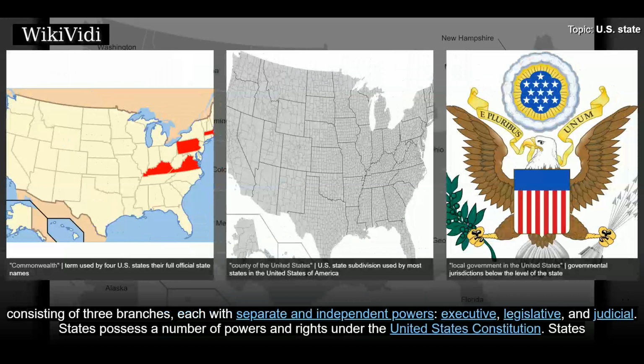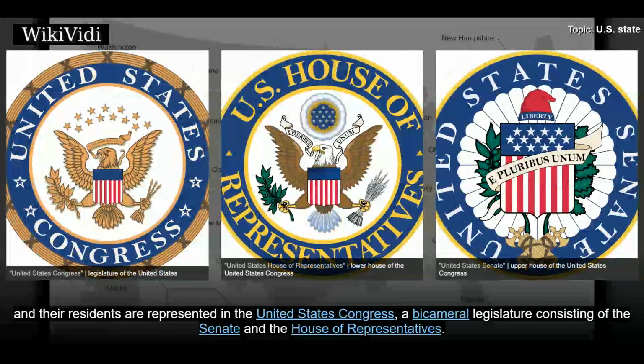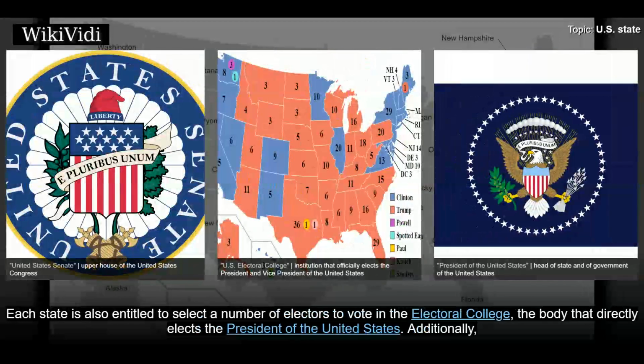States possess a number of powers and rights under the United States Constitution. States and their residents are represented in the United States Congress, a bicameral legislature consisting of the Senate and the House of Representatives. Each state is also entitled to select a number of electors to vote in the Electoral College, the body that directly elects the President of the United States.